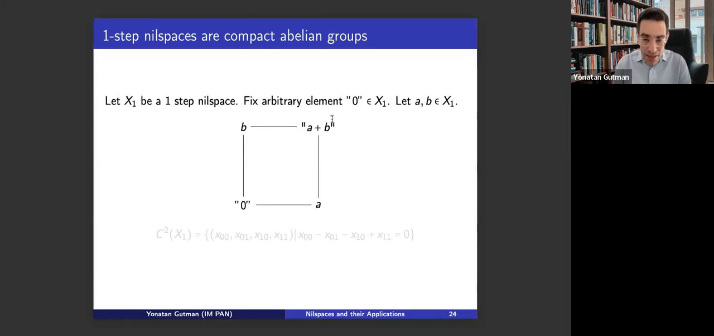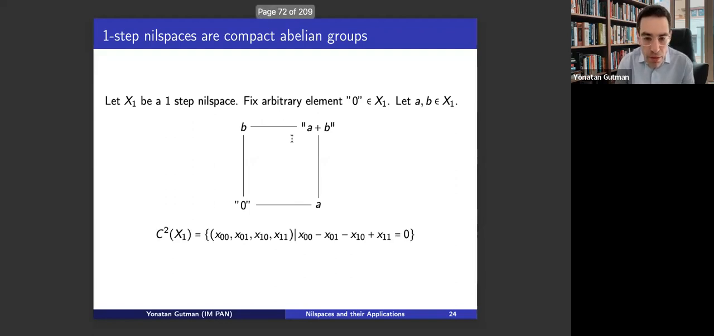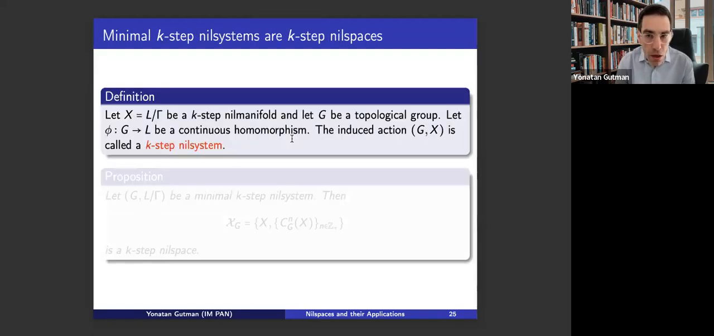And I now define addition between A and B to be this unique element. So this is a cute exercise where you check that this actually makes X1 a compact abelian group. So one-step Nilspaces are compact abelian groups.